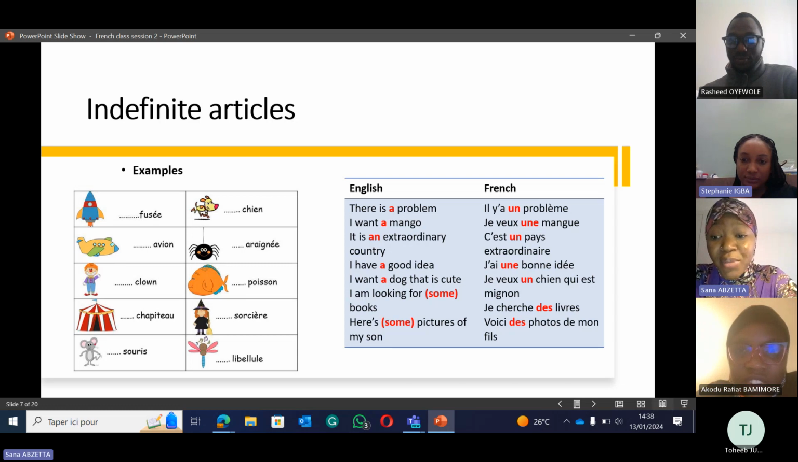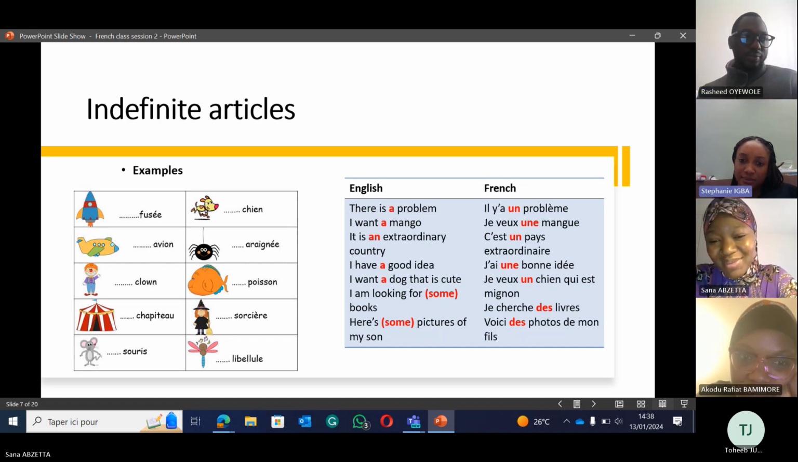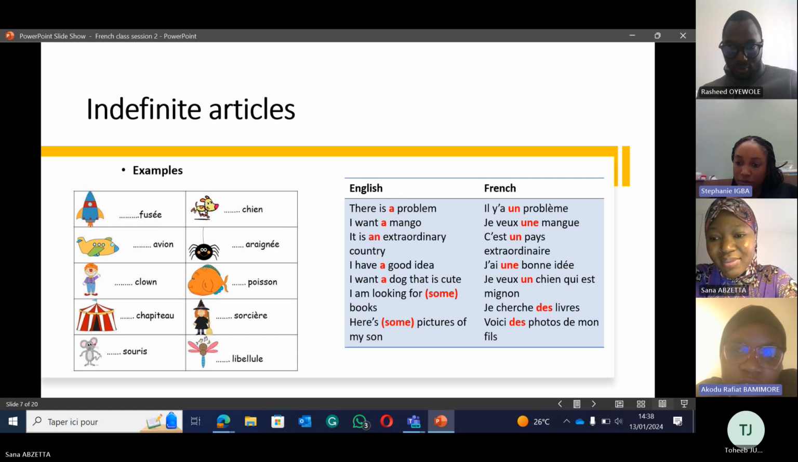Okay, it's the first time we use the, so I want everyone to repeat it. J'ai cherché des livres. J'ai cherché des livres. Cherché des livres. J'ai cherché des livres.